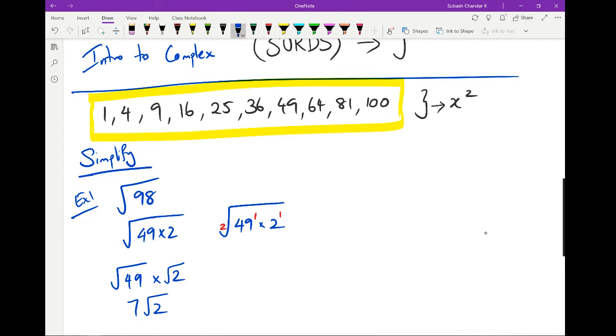So then this could be written as 49 to the power of half multiplied by 2 to the power of half. And if you remember, anything to the power of half is the same thing as saying square root. So this will become square root of 49 times square root of 2, and that's how we end up with the same answer.